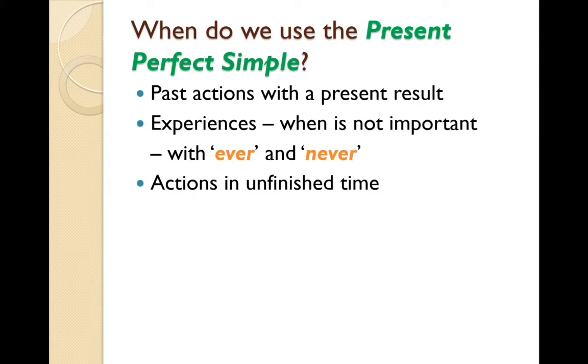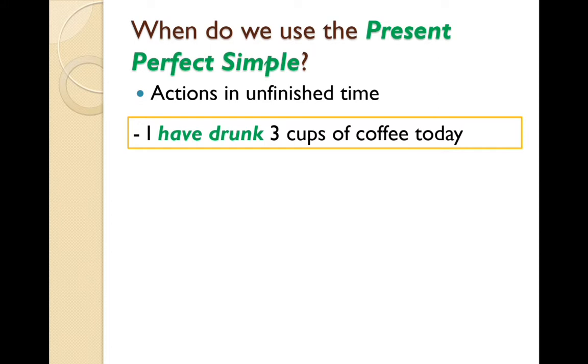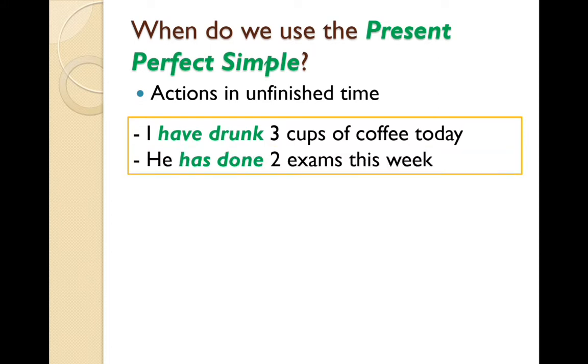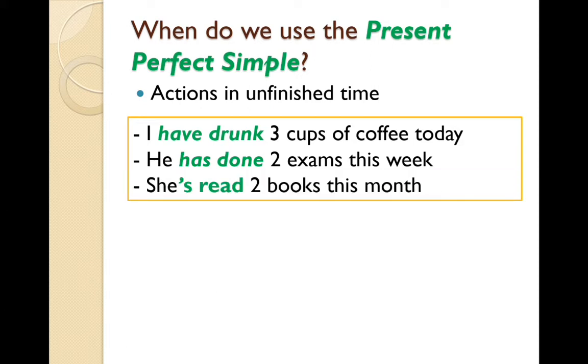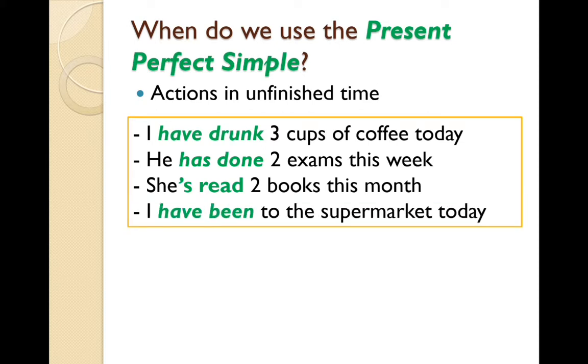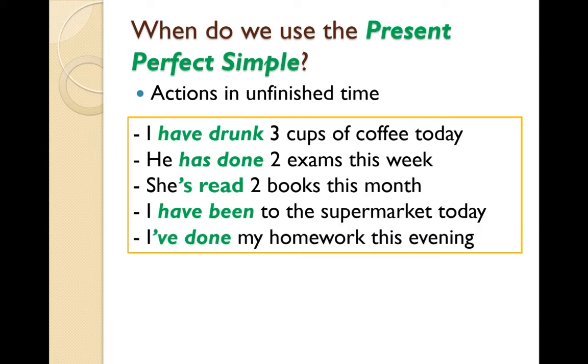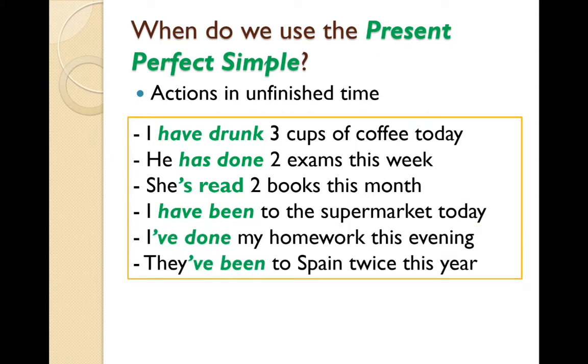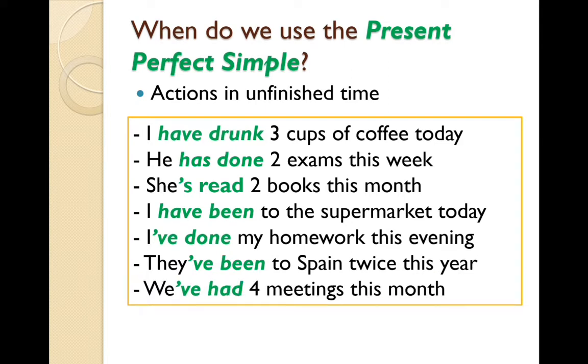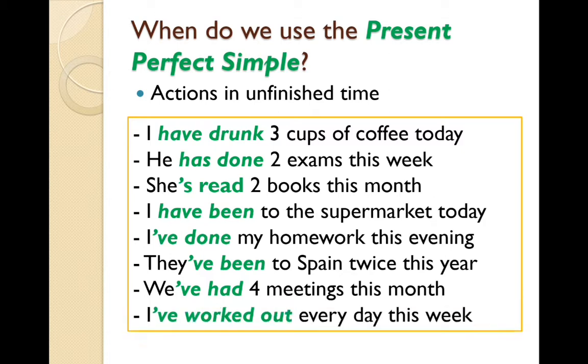So let's look at some more examples of actions in unfinished time. I've drunk 3 cups of coffee today. He's done 2 exams this week. She's read 2 books this month. I have been to the supermarket today. I've done my homework this evening. They've been to Spain twice this year. We've had 4 meetings this month. I've worked out every day this week.